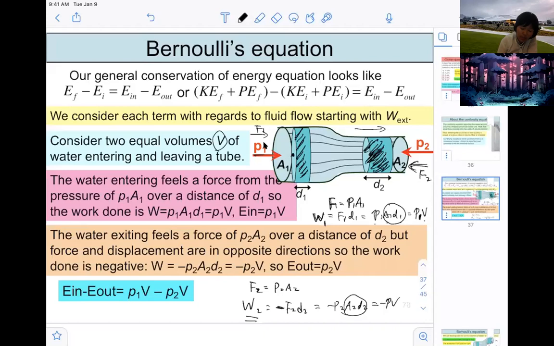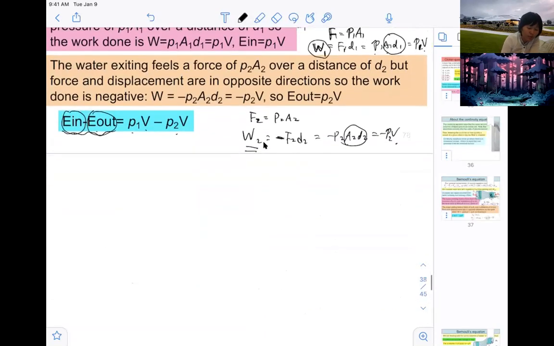So that gives me the energy input and output. In this case, work 1 will be your energy input, work 2 will be energy output. So energy input minus energy output together is the energy transfer, which is P1 V minus P2 V. So that's our E in and E out. Now let's look at what is a final energy versus a motion energy. This is really just an application of conservation of energy on water flow.